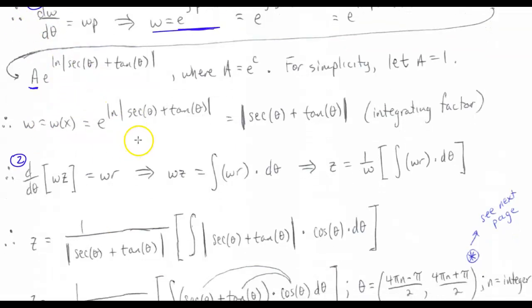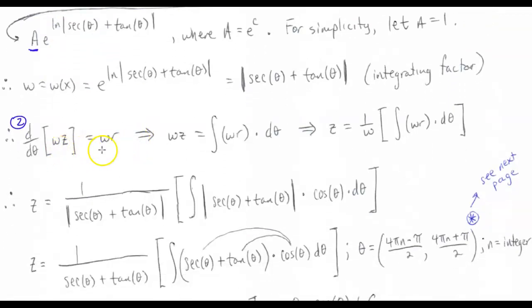So after we find out what our integrating factor is, then we use that in this equation to find out what our solution, which is z, is going to be. And of course, we've already done this in a couple of other examples, so I'm trying to streamline this. We know that taking an antiderivative of the derivative of wz is just wz. Taking an antiderivative of wr is just wr, the product of that times d theta. And to solve for z, just divide both sides by w. This is what we get. And then we just plug everything in.